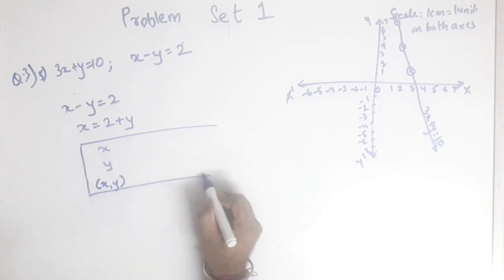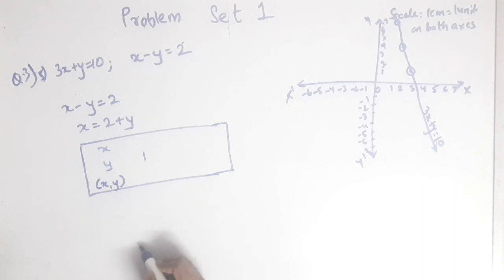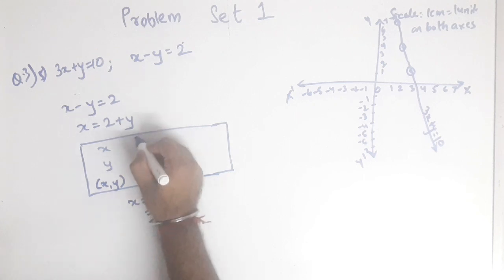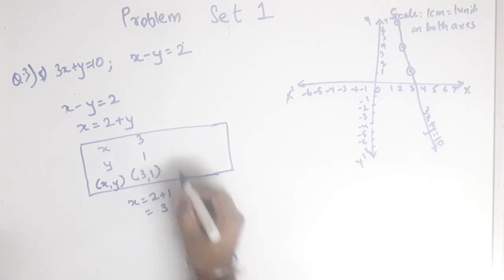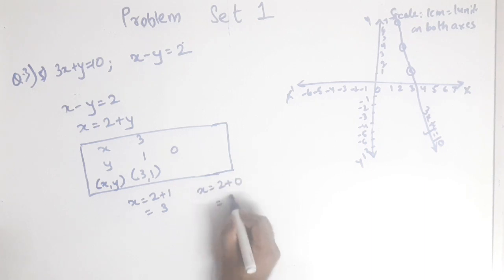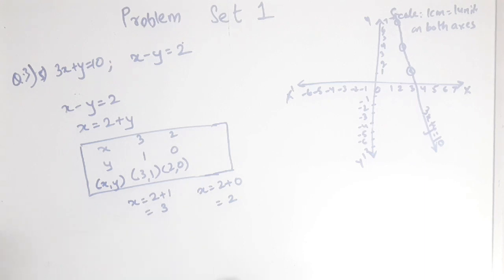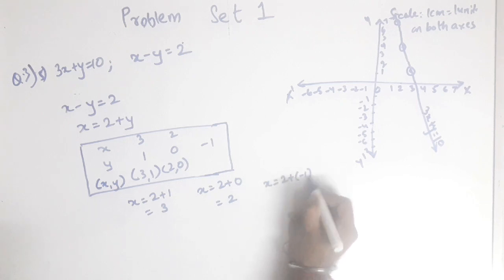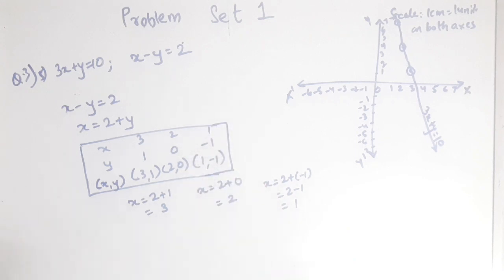So what will be y? Y we have to assume. Very easy. Let y be 1. Then x is equal to 2 plus 1, which is 3. The point becomes 3 comma 1. Let us take 0. So x is equal to 2 plus 0, it will become 2. 2 comma 0. And let us take minus 1. So x is equal to 2 plus minus 1, so it will become 1. So our answer is 1 comma minus 1.